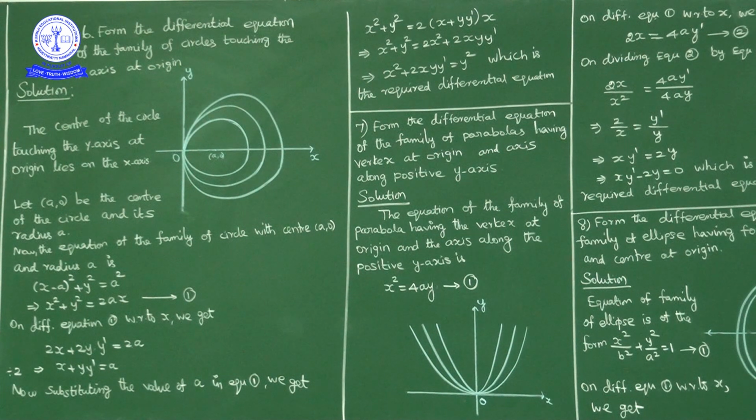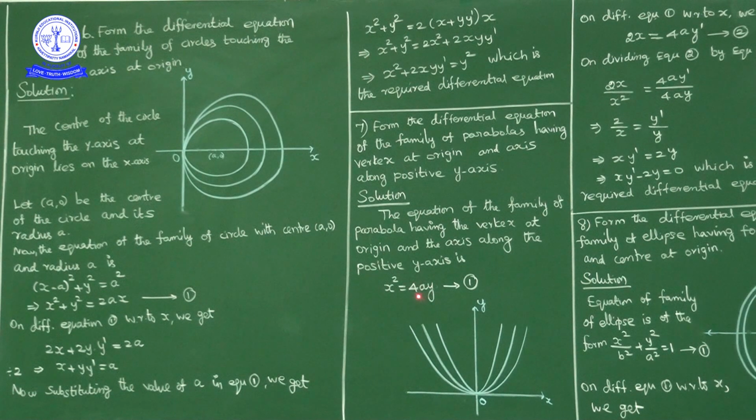Standard family of parabolas: x square is equal to 4ay. Vertex at origin and axis along positive y-axis. So the family of parabolas having vertex at origin and axis along positive y-axis is x square is equal to 4ay.